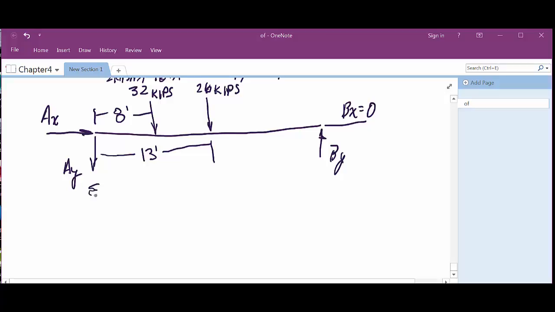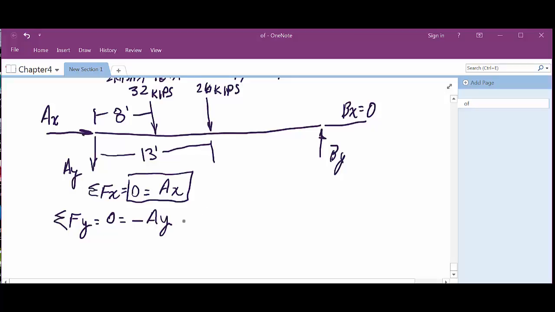So I'll sum the forces in the X equals 0. AX, right? That's it, because we don't have any forces going at any angles. Everything's going vertical, right? Sum the forces in Y equals 0. We got AY. Now AY is negative this time because I guessed wrong. Minus 32 minus 26 plus BY.